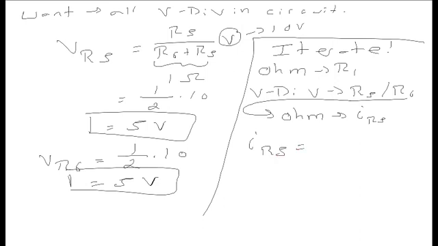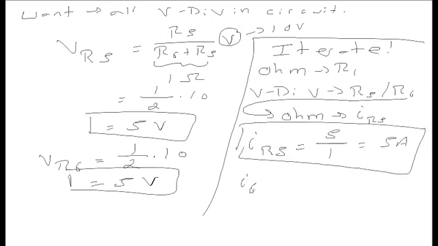IR5 is going to be equal to the voltage across R5, or 5 volts, divided by R5 itself, 1 ohm. And that gives me 5 amps. Similarly then, IR6 must be 5 amps because they're in series. So I have managed to get rid of 5 variables. I know the voltage across R1, the voltages and the currents across R5 and R6.